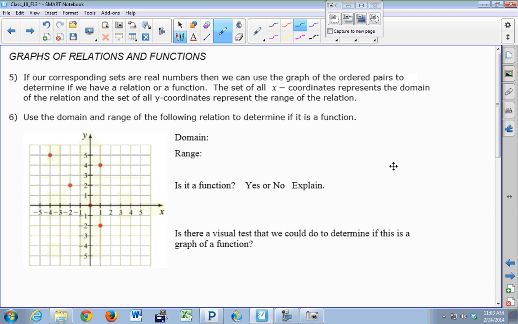So here's a graph of a relation. I can always say it's a relation. Now we're trying to determine if it's a function. So first of all, let's find the domain and range of the following relation to determine if it's a function. What would the domain for these 5 points be? What would the domain look like? And how would you find it?